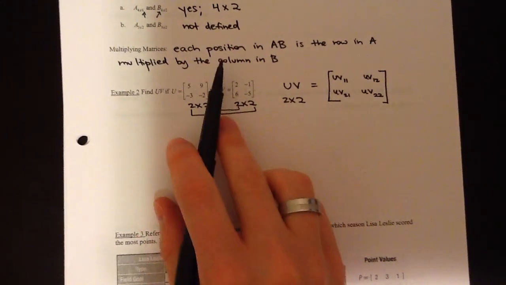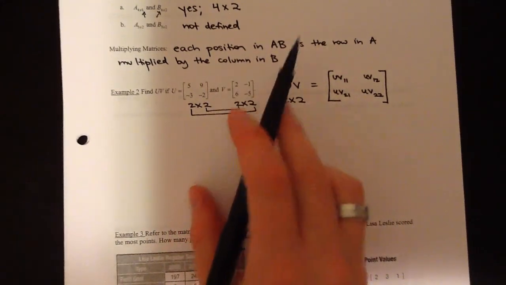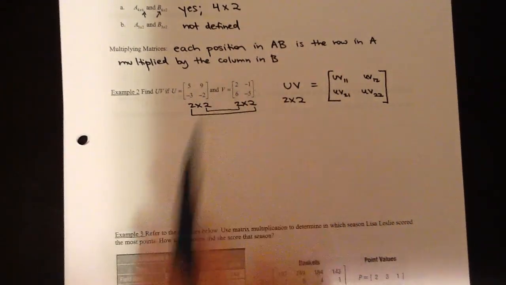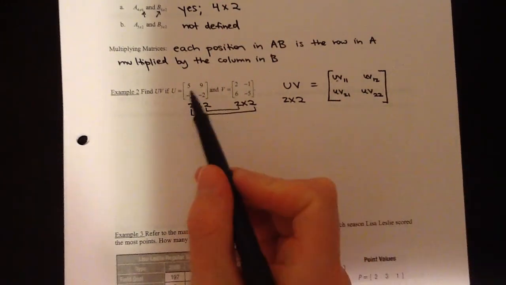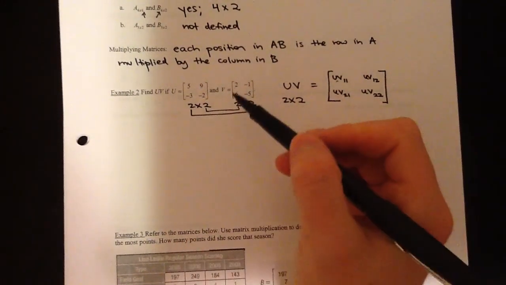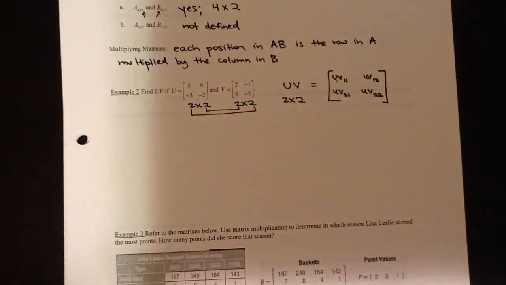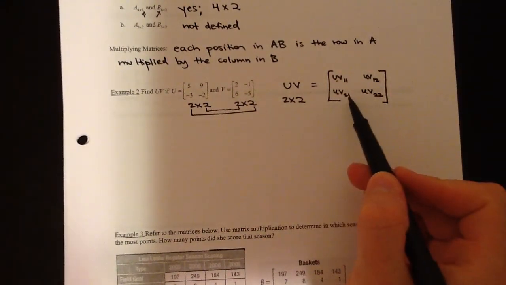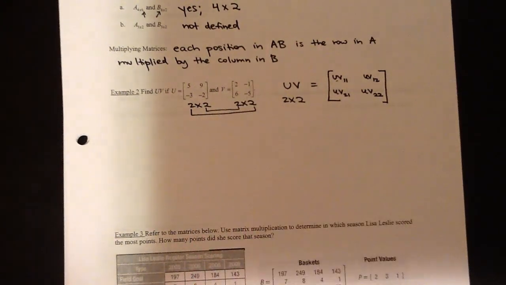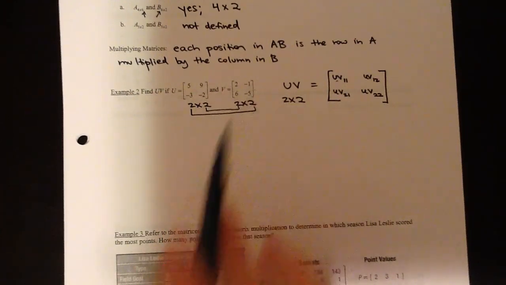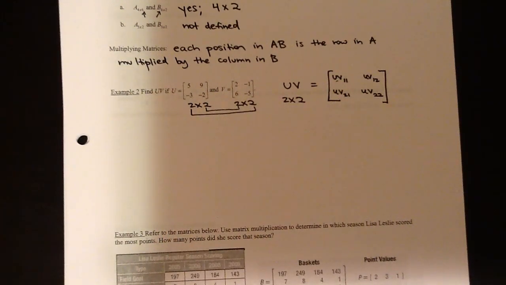So when I said each position, that means each element in AB is the row in A multiplied by the column in B. So for example, position 1, 1, we use row 1 in U and we use column 1 in V. For 2, 1, we use row 2 in U and column 1 in V. So we always use the rows in U, we always use the columns in V. So let's kind of walk our way through this.